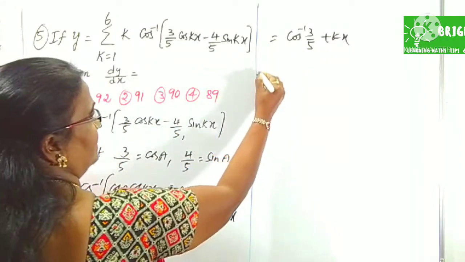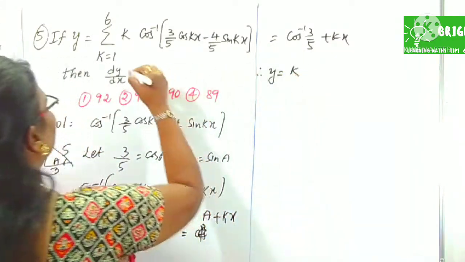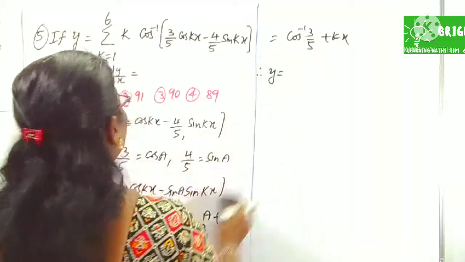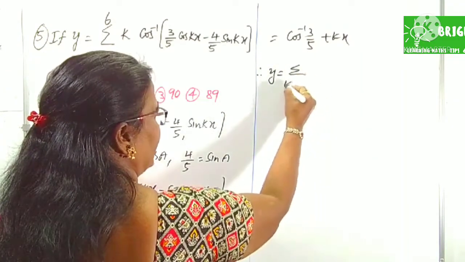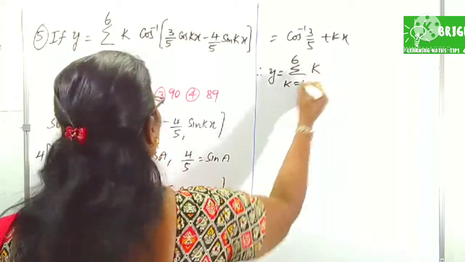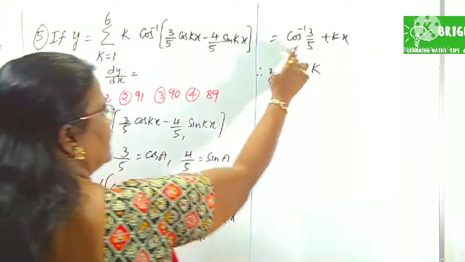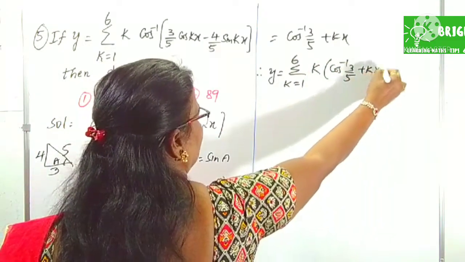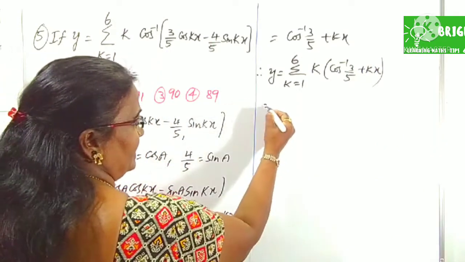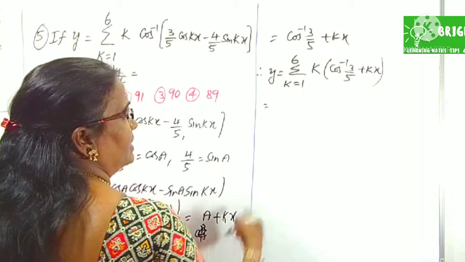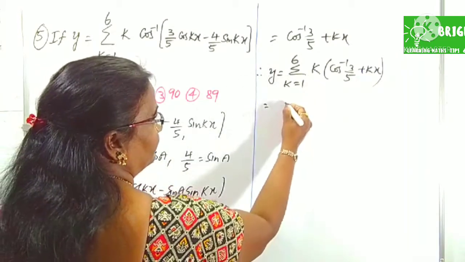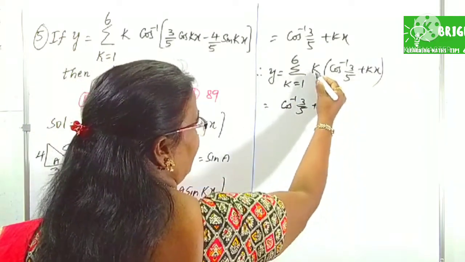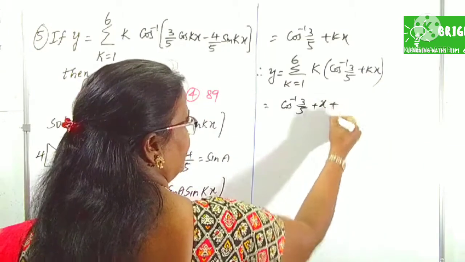Now the question becomes y is the k as it is, k into sigma. You have to write, what is the y? y is equal to sigma of k varies from 1 to 6, k times cos inverse 3 by 5 plus kx. Okay, we can expand this sigma summation, k equals 1, 2, 3, etc. Taking k equals 1, what happened? Cos inverse 3 by 5 plus 1 into 1, x, that is x, plus next one.